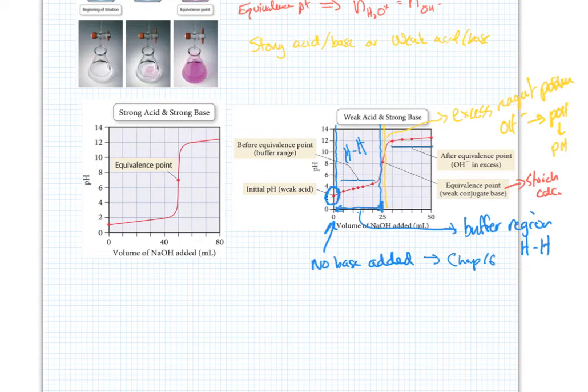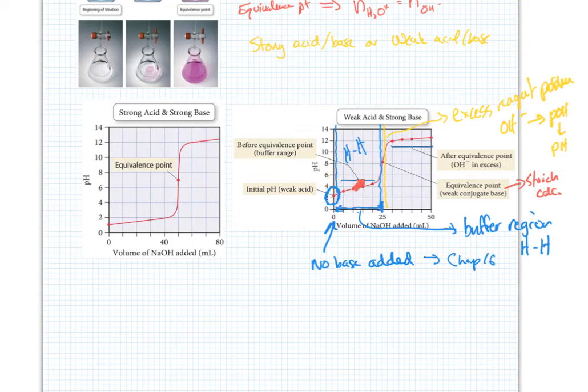The other thing I want you to recognize, and I didn't point this out a second ago, is where the equivalence point is. The equivalence point is actually above a pH of 7. Now, you're used to thinking that if I mix an acid and a base together, I neutralize the solution and make a pH of 7. That's only true for a strong acid and a strong base.